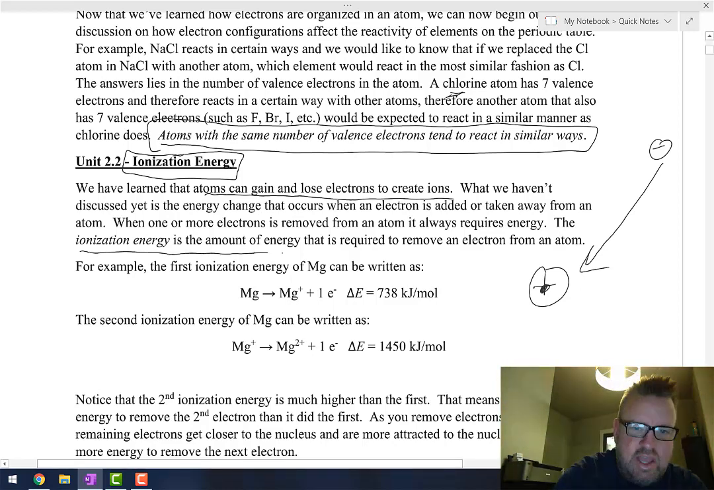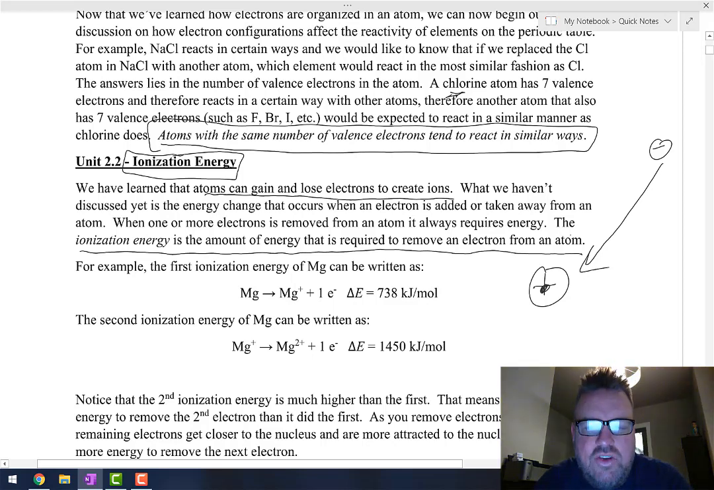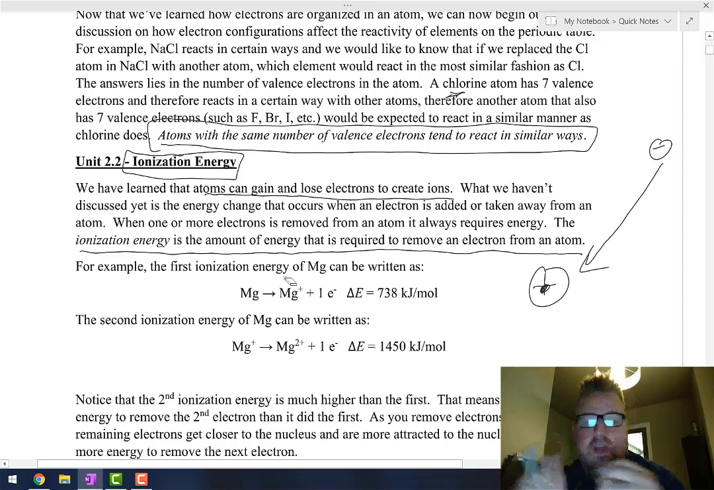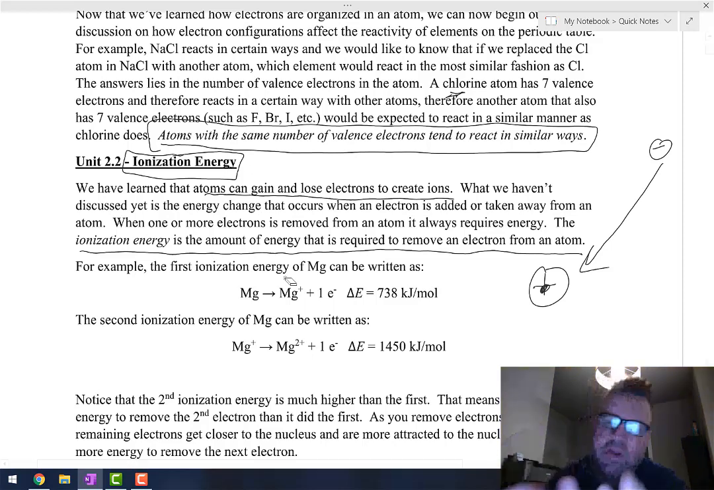Ionization energy is the amount of energy that's required to remove an electron from an atom. Here you can see a chemical formula written for this. A regular magnesium atom is going to lose an electron, and notice it has that positive charge up in the corner. We can write a chemical formula that shows this is regular magnesium, and now here's magnesium after it's lost an electron.